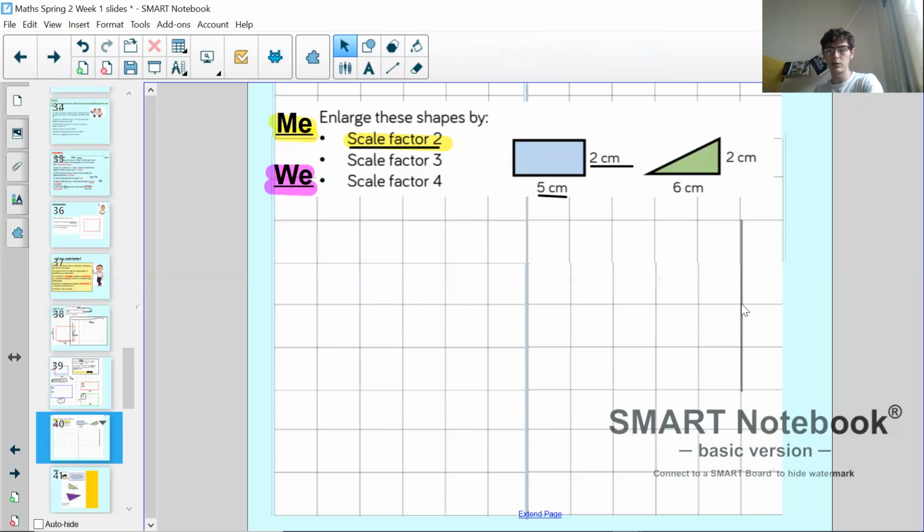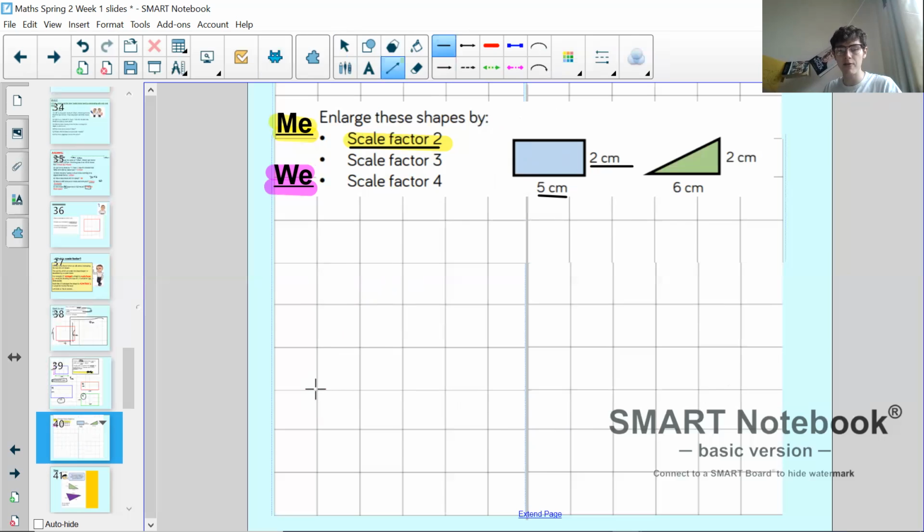We'll have a go at doing the triangle. So the triangle is 6 centimeters along the bottom and 2 centimeters up. So we could have just kept that 4 up here because we got the 2 along the side and we're enlarging by scale factor 2. And then we've got the 6, which is 12 along the bottom, okay? So we go 1, 2, 3, 4, 5, 6, 7, 8, 9, 10, 11. Oh no, I couldn't get 12.